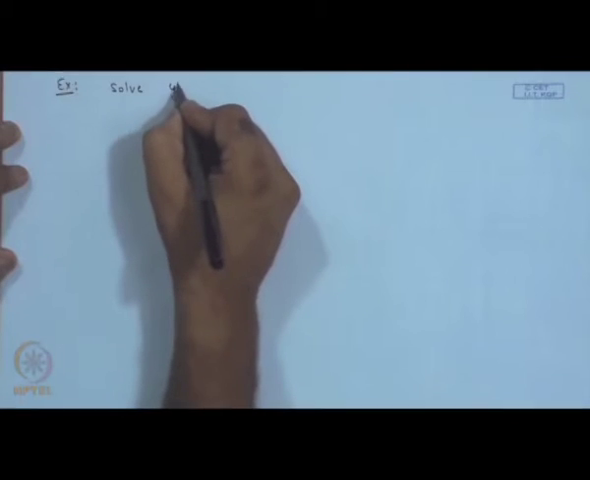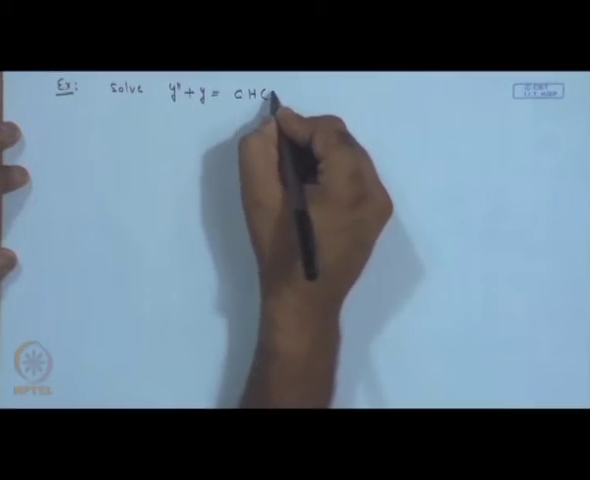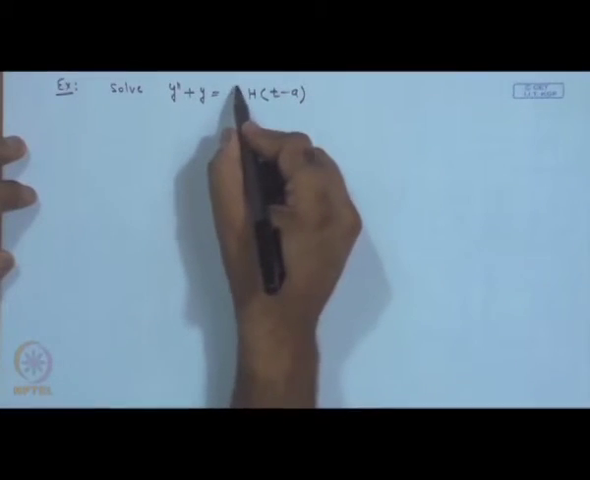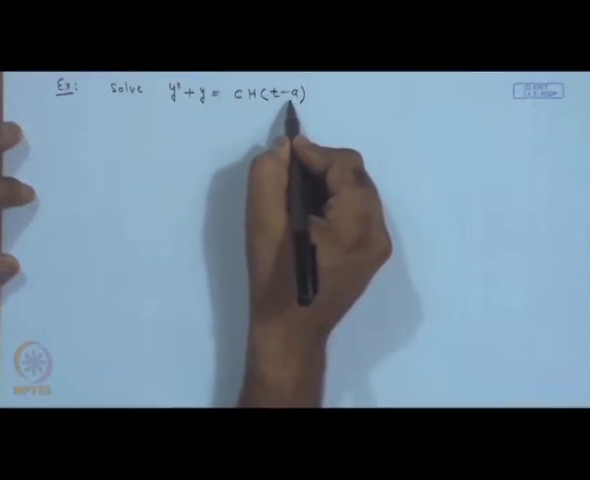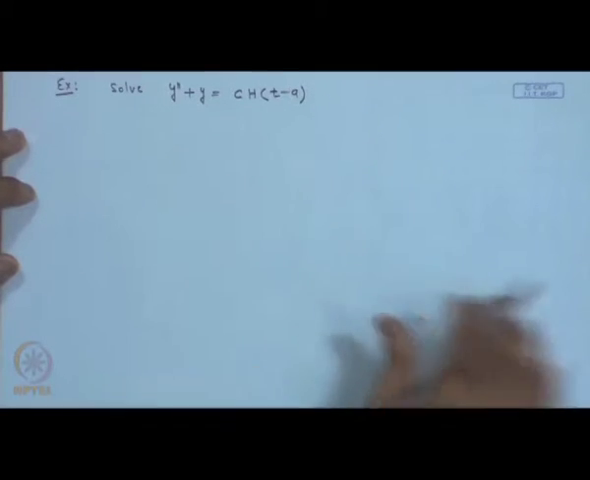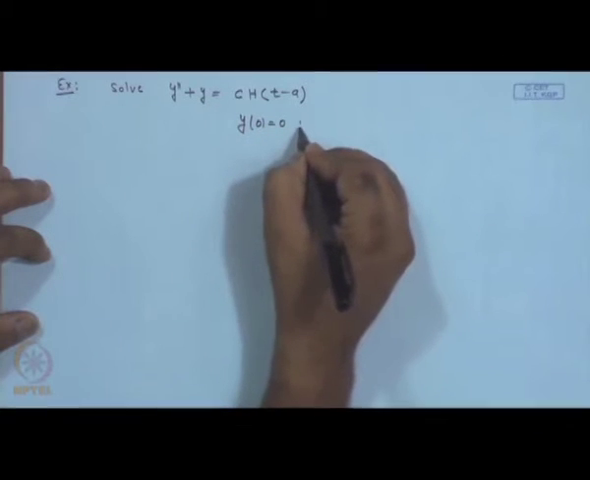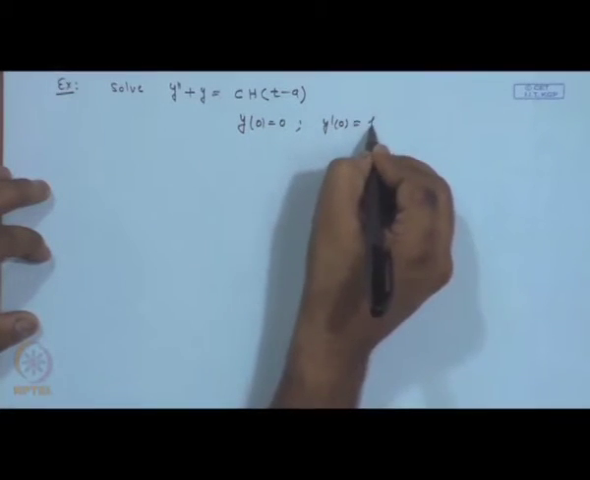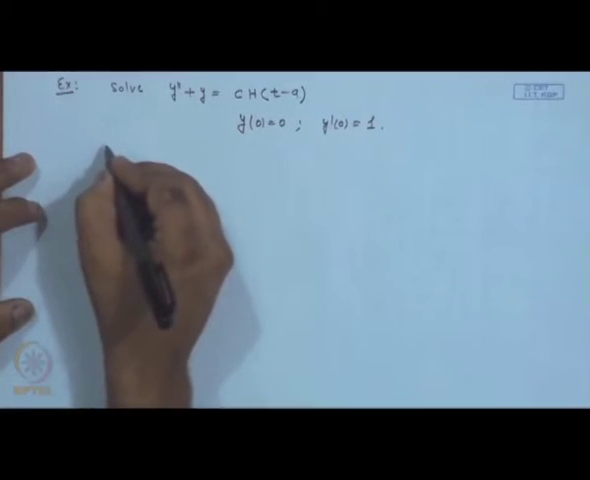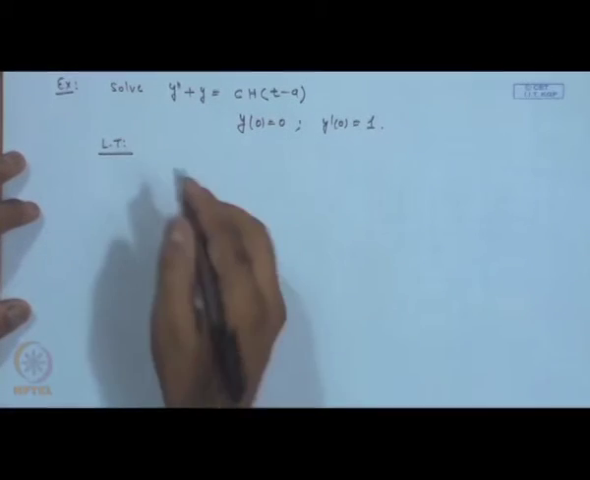So, solve y double prime plus y equals c times the Heaviside function, t minus a, or unit step function. So, here c is a constant when t is greater than a, some positive, and this is 0 when t is less than a. And the initial conditions are given, y prime 0 is 1. So, again we take the Laplace transform of both sides of the equation.